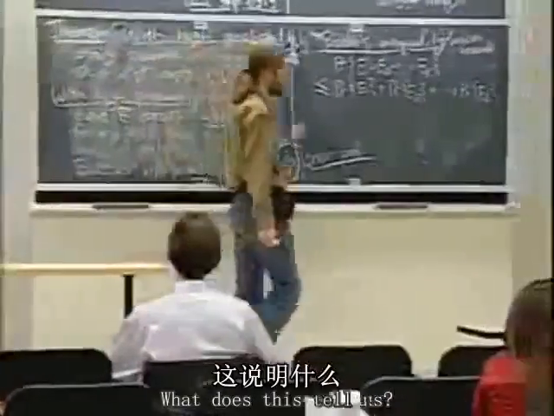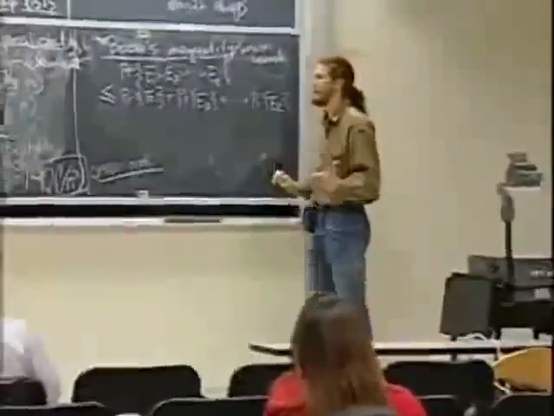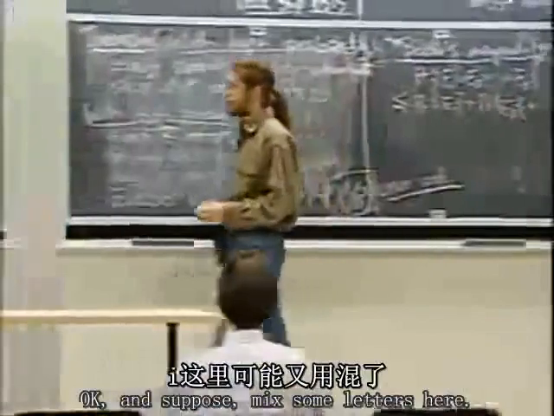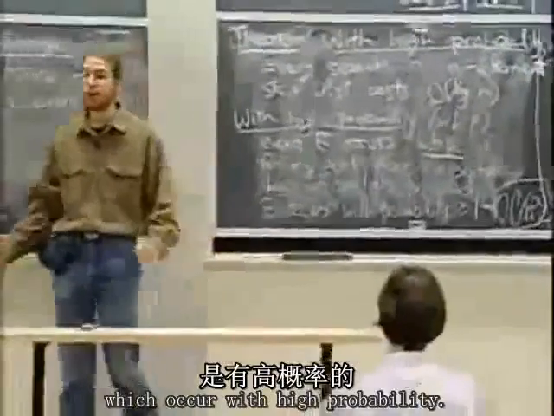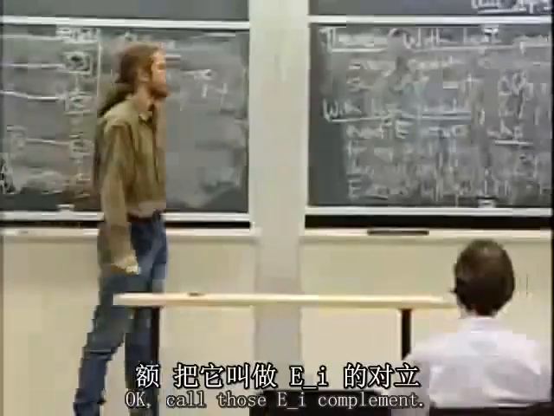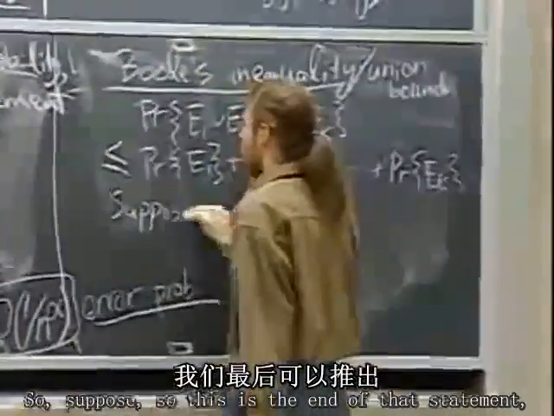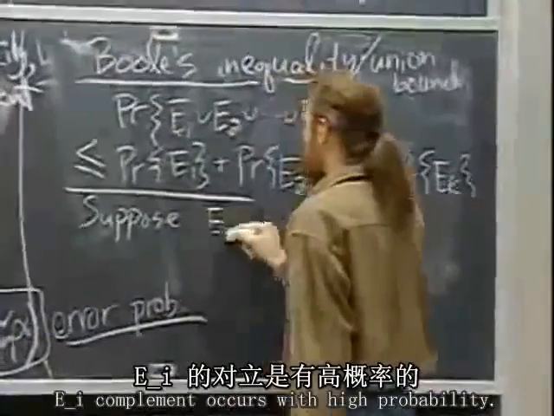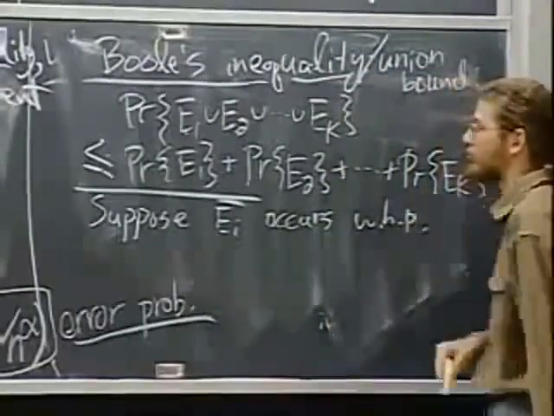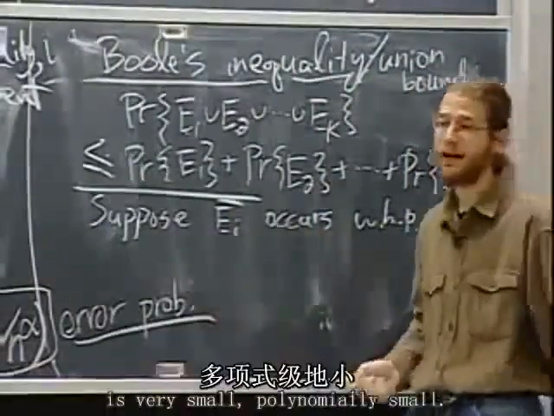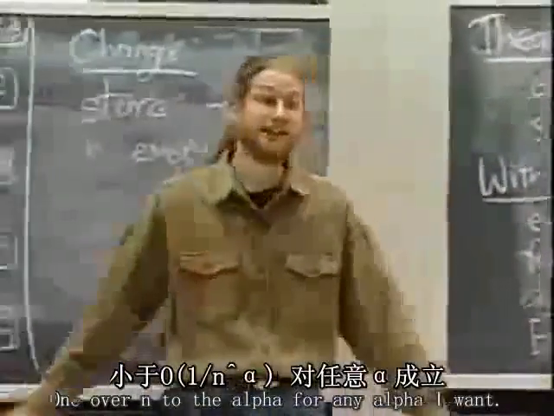What does this tell us? Well, suppose that E_i is some kind of error event. We don't want it to happen. And suppose I have a bunch of events which occur with high probability. Call those E_i complement. So E_i complement occurs with high probability. Then the probability of E_i is very small, polynomially small, 1 over n to the alpha for any alpha I want.